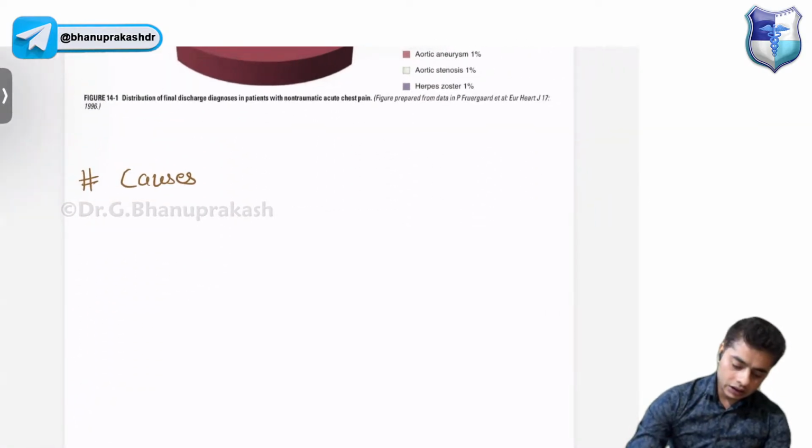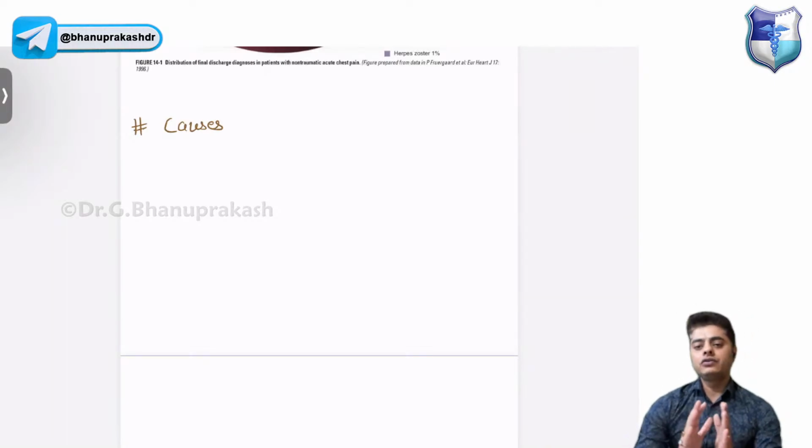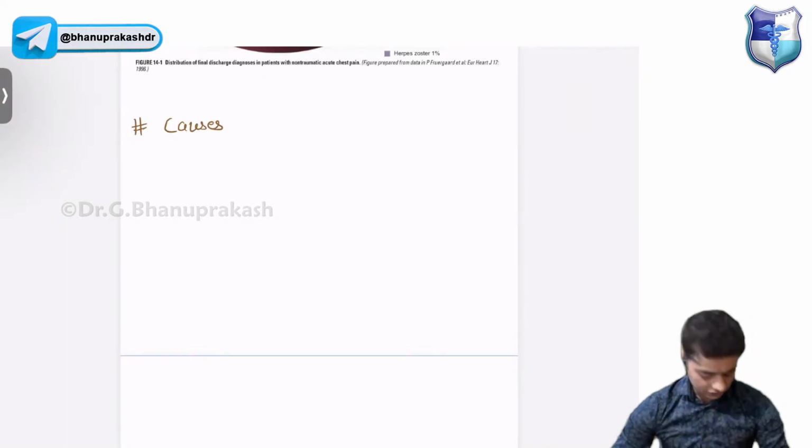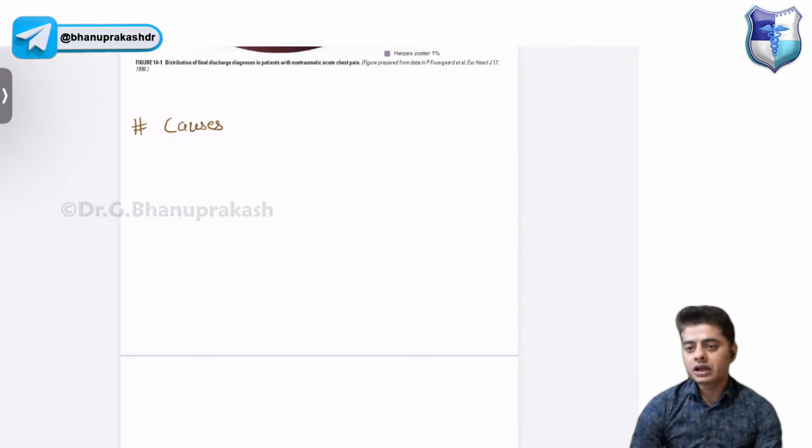So, how to remember the causes of chest pain? I will tell you. Just start with your skin. This is your chest. We will start with skin. If there is some lesion on skin, like in herpes zoster, you can get pain. If there is some burn on skin, you can get chest pain. Below skin is your muscle or fat. So any myositis in that area, you can get pain. Below muscle is bone. So any trauma to bone, you can get chest pain.